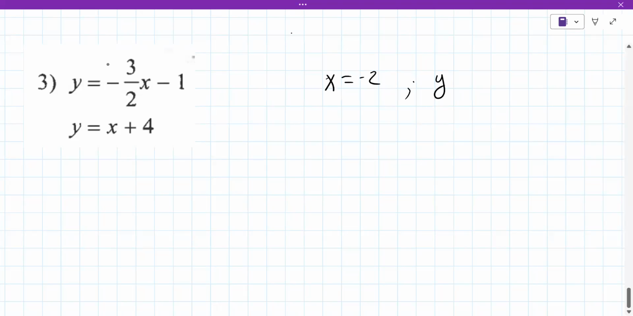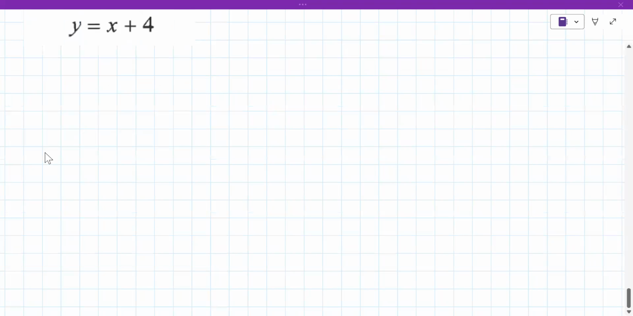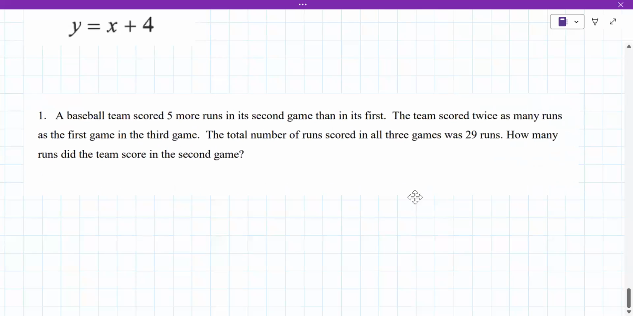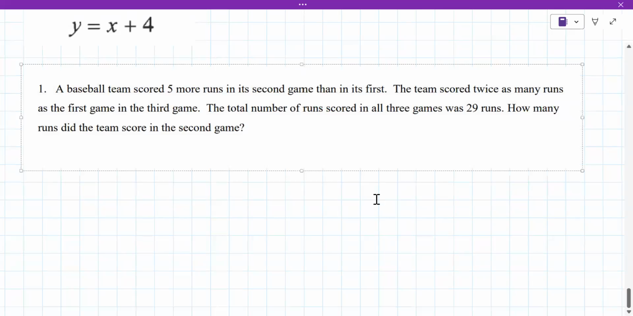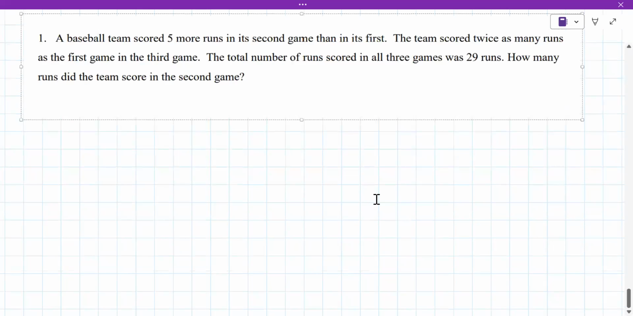So if we wanted to, we could find y. y would be 2. Okay. So let's go to some other problems here. Let's set up. I want you to set up the system of equations for this.